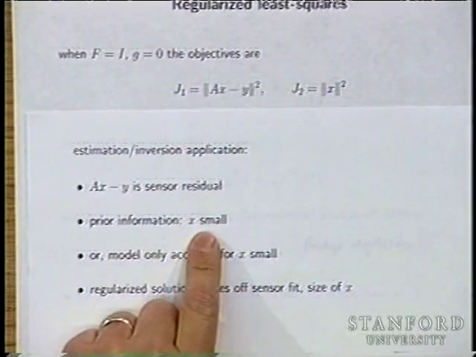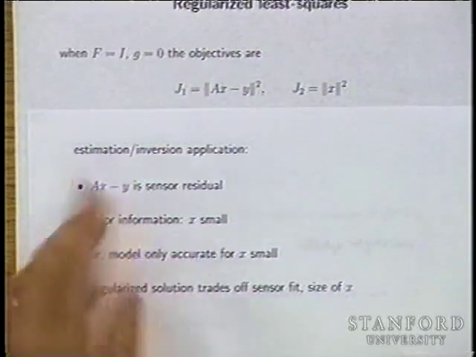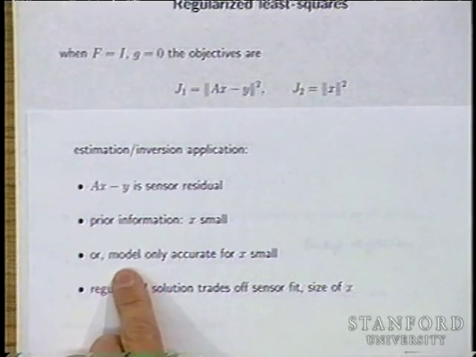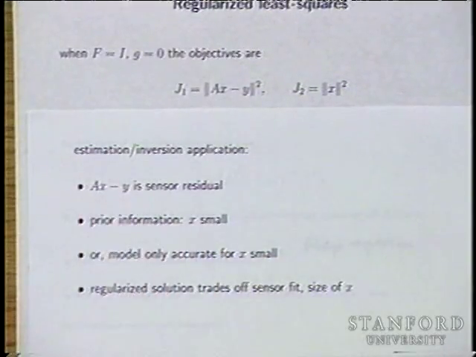If you have prior information that x is small, or another application is where your model y equals Ax is actually only approximately valid, and it's certainly only valid for x small. We're going to see an example of that momentarily. So the regularized solution trades off sensor fit and the size of x. So that's what you do.